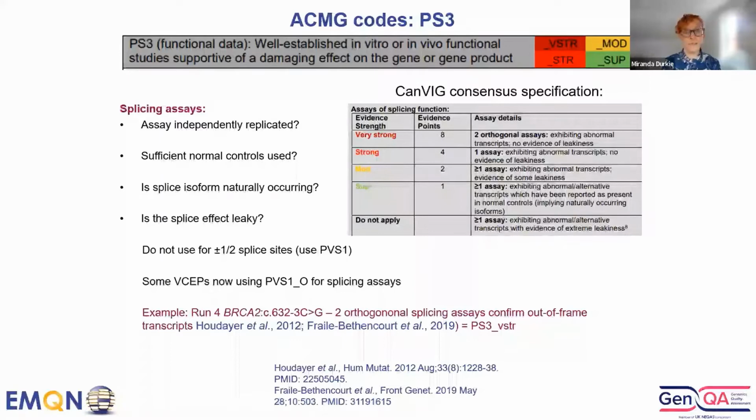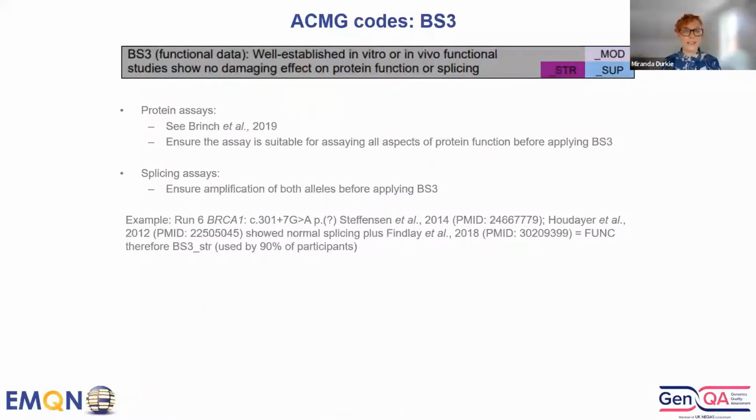And so in the CanVIG consensus guidelines, we have a grid showing you the strength that you can use PS3 for the splicing assays, depending on all of those things. And a good example here, where we had two orthogonal splicing assays confirming out-of-frame transcripts, so we know we can be confident that we can apply PS3 at very strong. BS3, I'm going to skip over for the sake of time, as it's opposite to PS3, really. And move on to population data.